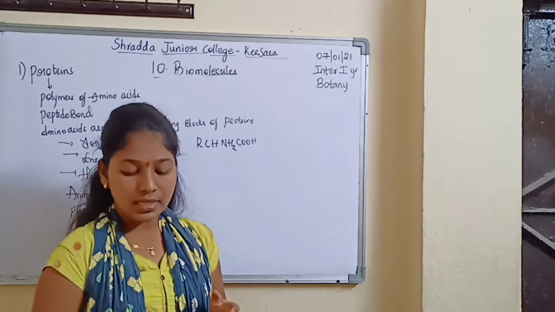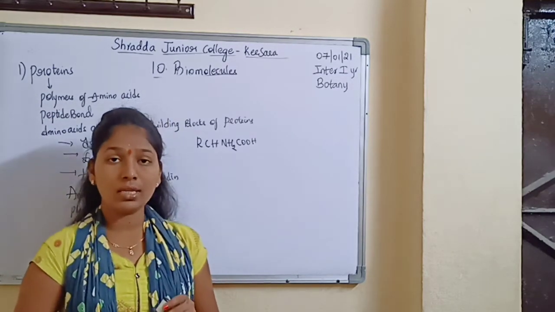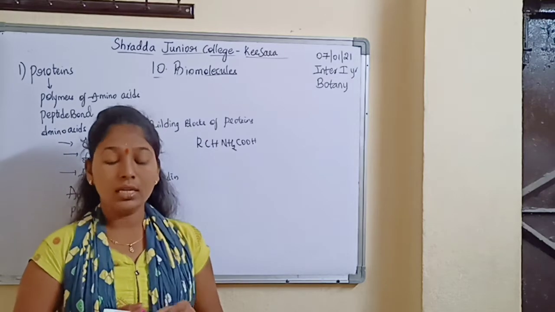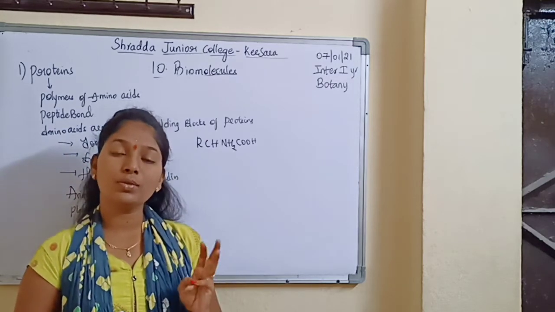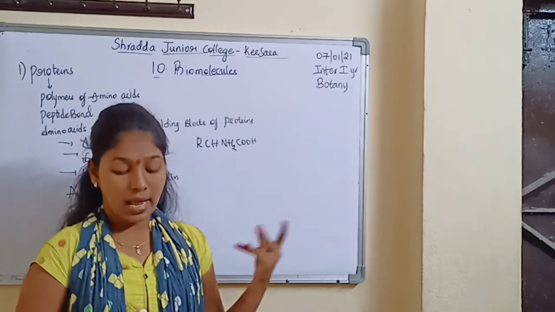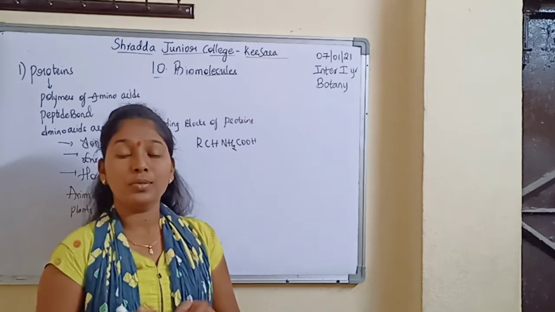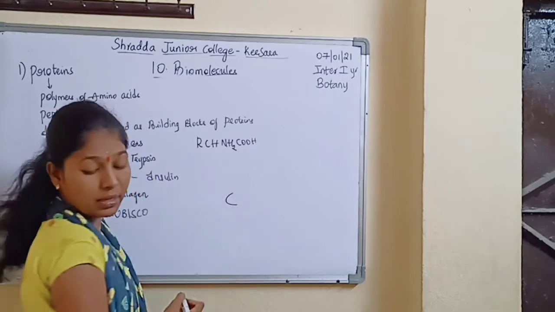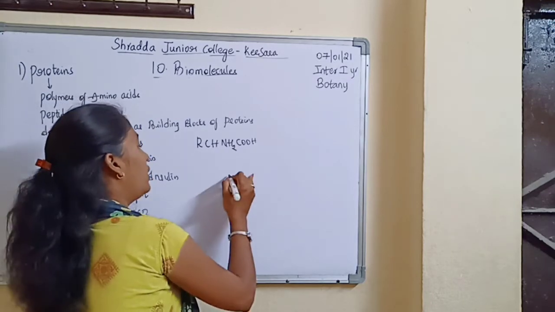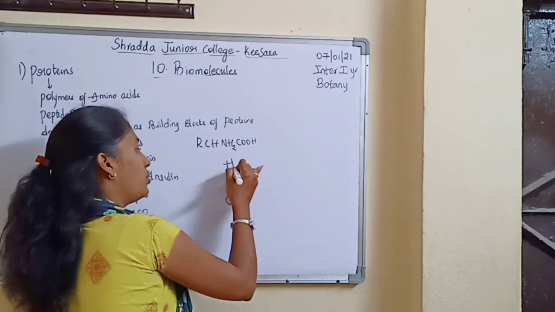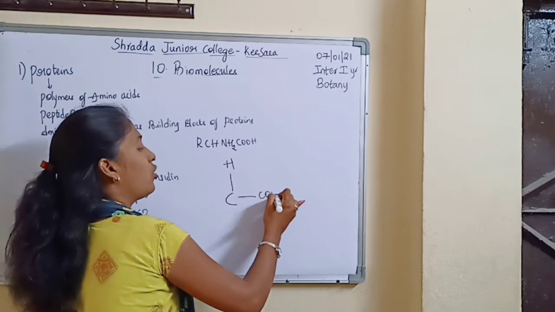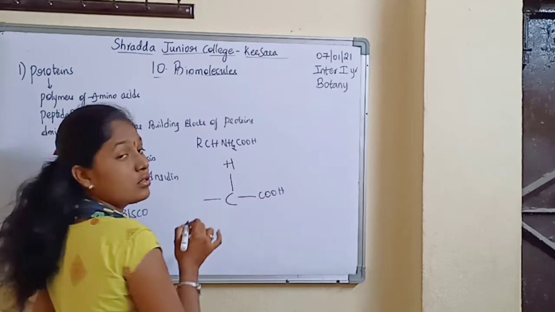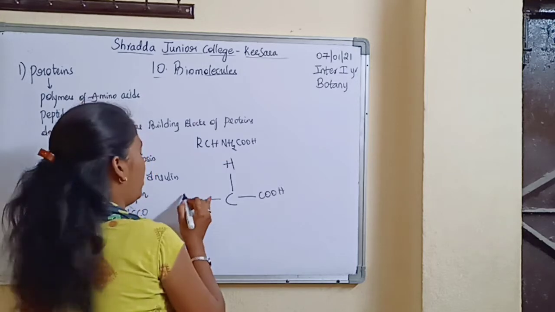The physical and chemical properties of amino acids are determined by these three groups. What are those three groups? The amino group, the carboxyl group, and the R group. So the simple amino acid structure will be a central carbon atom, with the presence of a hydrogen group, the presence of a carboxyl group, and the presence of an amino group.